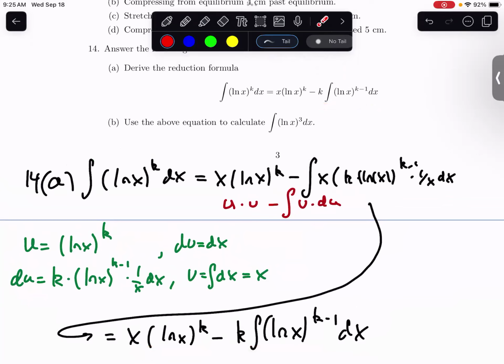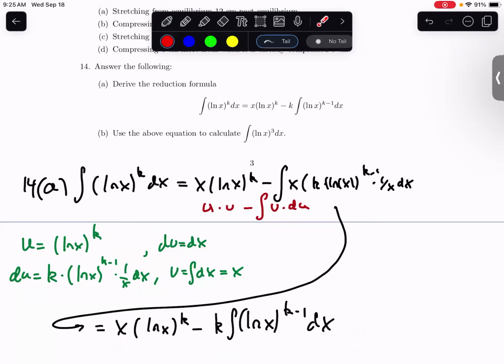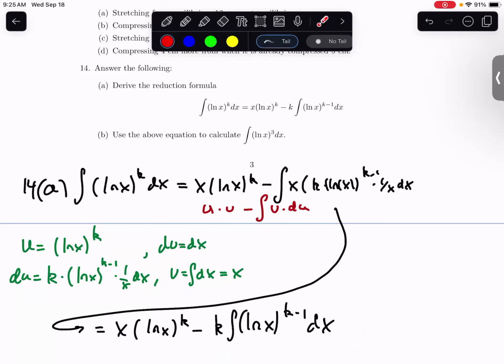So we found that the integral of the kth power of the natural log of x ends up being x times the natural log of x to the kth power minus k times the integral of the natural log to the k minus 1 power. And the reason why this is helpful, or why it's called a reduction formula, is we're taking an integral of the natural log of x whose power is k, and translating it into an integral where the power of the natural log is k minus 1. So we're reducing the power by 1. And if you do it enough times, eventually this integral will just be a constant. So it makes life a lot easier.